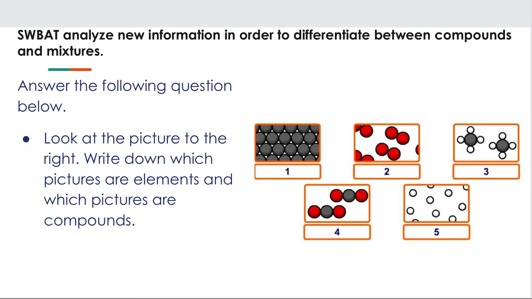The SWBAT in the beginning: analyze, we'll be able to analyze new information in order to differentiate between compounds and mixtures. All right, the new word for today is mixtures. Now what I want you guys to do is work on the do now. You can answer the following questions. Look at this picture right here and write down which pictures are elements and which pictures are compounds. You can definitely go back in your notes from the ones you copied yesterday to answer this question. You can also pause the video right now so that you can answer it in your notebook or binder or loose leaf.